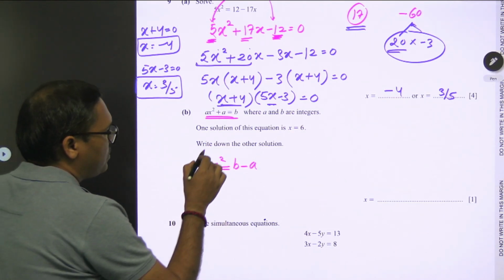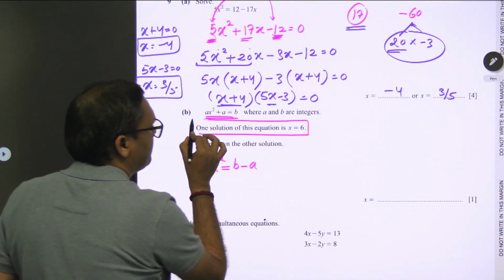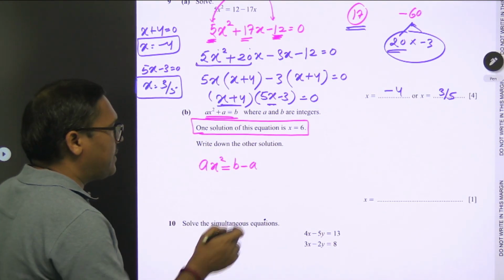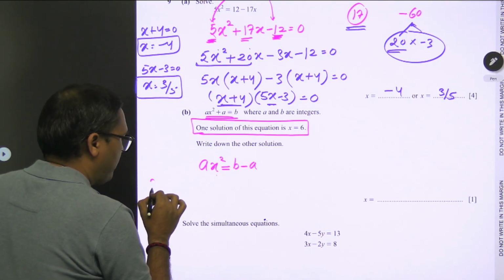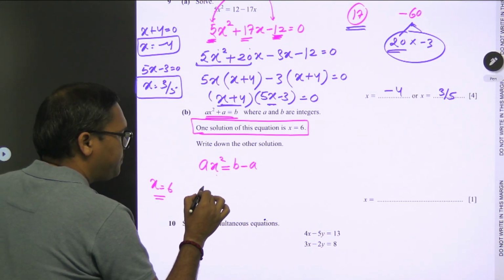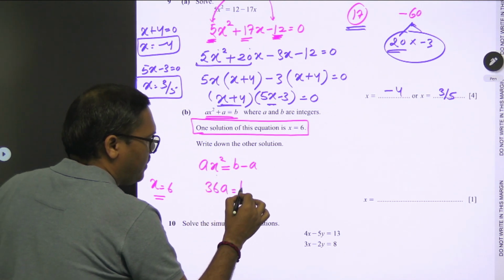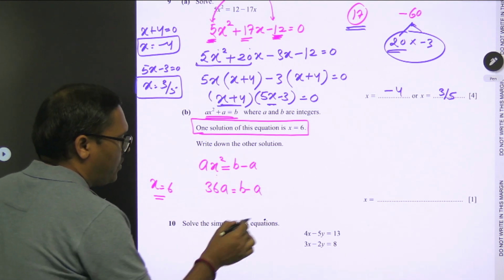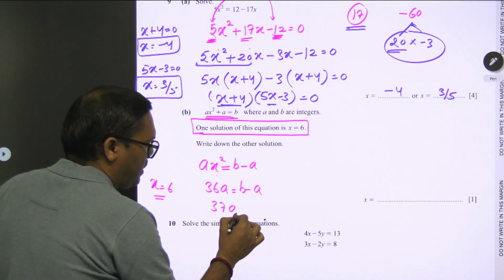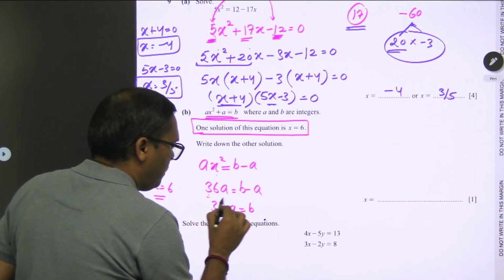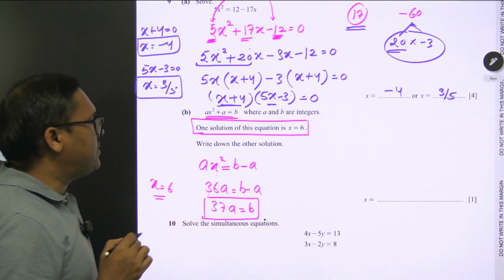Now they are saying that one solution of this equation is x equal to 6. That means if I put x equal to 6, it should satisfy this because this is a solution. If I put x equal to 6 here, this will give you 6 square, that is 36a equal to b minus a. Or you can say this is 37a equal to b. If I take this on this side, this will become 37a equal to b. Correct? The question is you have to write the other solution.